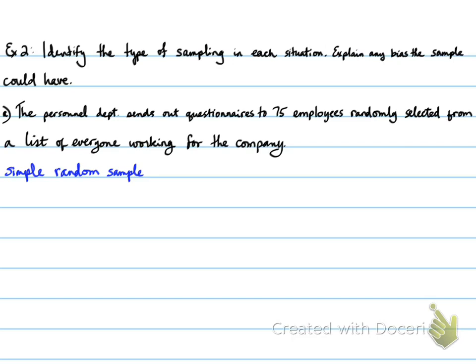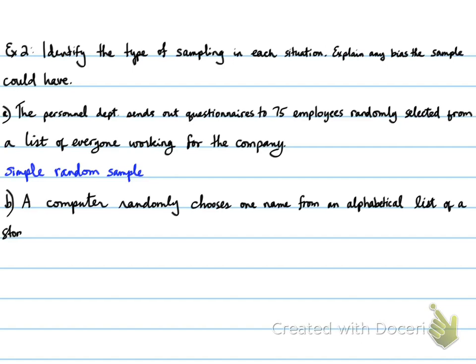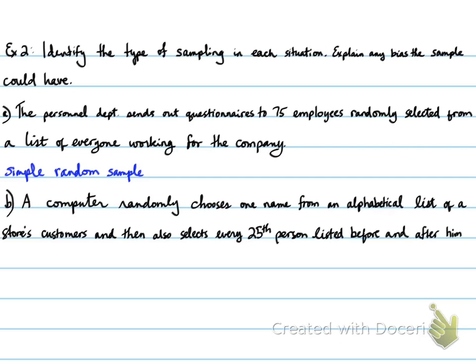Let's look at another example. Here we go. B. A company randomly chooses one name from an alphabetical list of a store's customers, and then also selects every 25th person listed before and after him or her. Okay, so what kind is this? So a computer randomly chooses one name from an alphabetical list and then also selects every 25th person before and after that first person you selected.